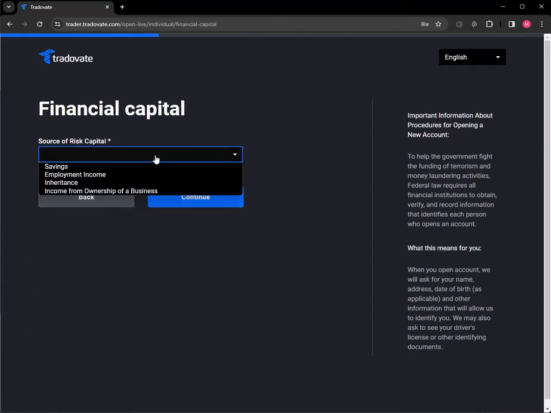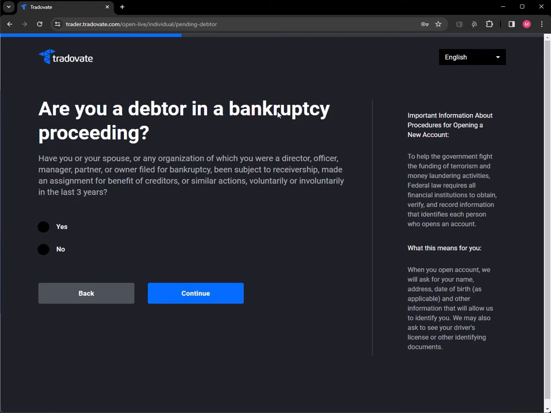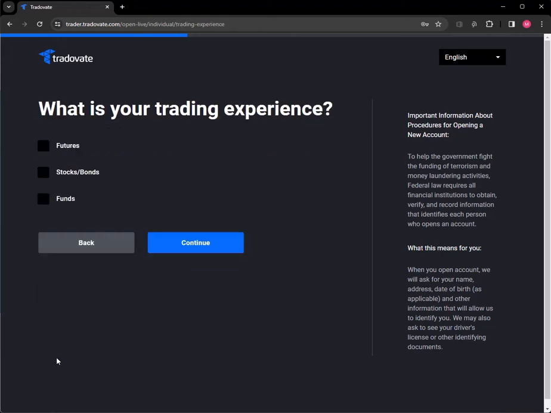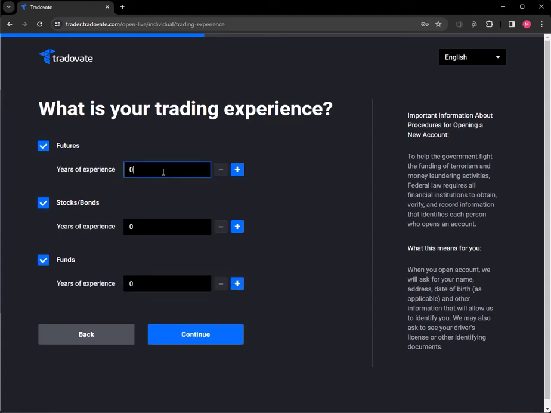Okay, source of capital, where is it coming from? My savings, my employment income, inheritance, or income from ownership of a business. I'm just going to put in savings. Okay, or am I a debtor in a bankruptcy proceeding? No. What is my trading experience? Futures, stocks, and funds. 5 years in each.